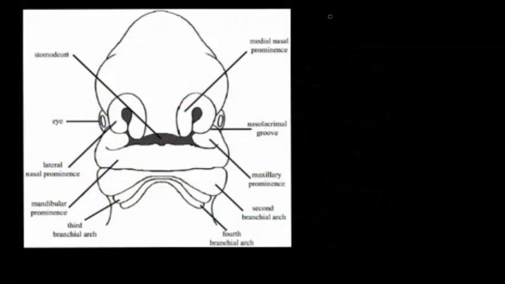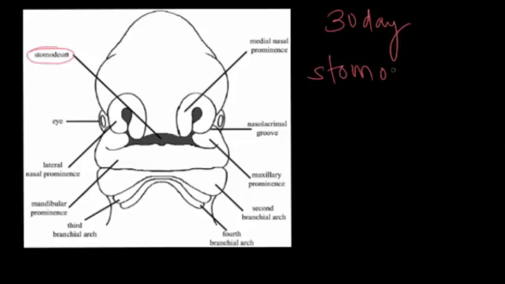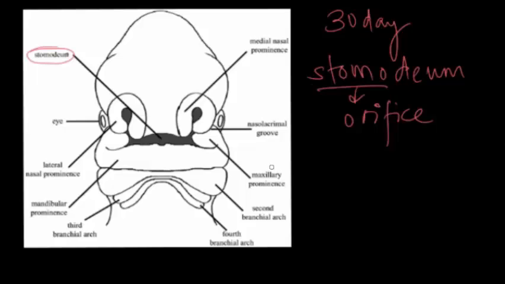Okay, so we have a 30 day old embryo photo over here. Let's take a look at this word called stomodeum, which is the primitive oral cavity where the mouth is going to be. Stomo is basically just an orifice, an opening. So now when you look at the maxillary prominence, which is going to fuse later on to form the upper jaw. Then you have the mandibular prominence, the part over here, which forms the lower jaw.